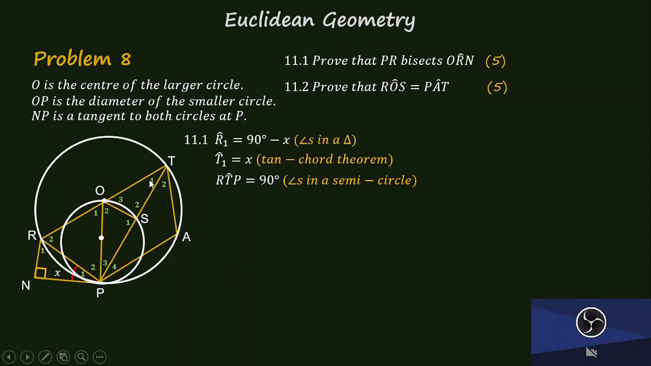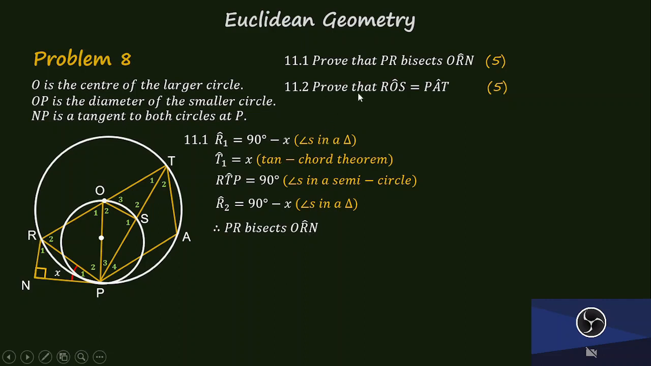So I have X, I have 90, therefore R2 will also be equal to 90 degrees minus X. So we have shown that R1 is 90 degrees minus X, R2 is 90 degrees minus X. So the two angles are equal. That means PR indeed bisects ORN.